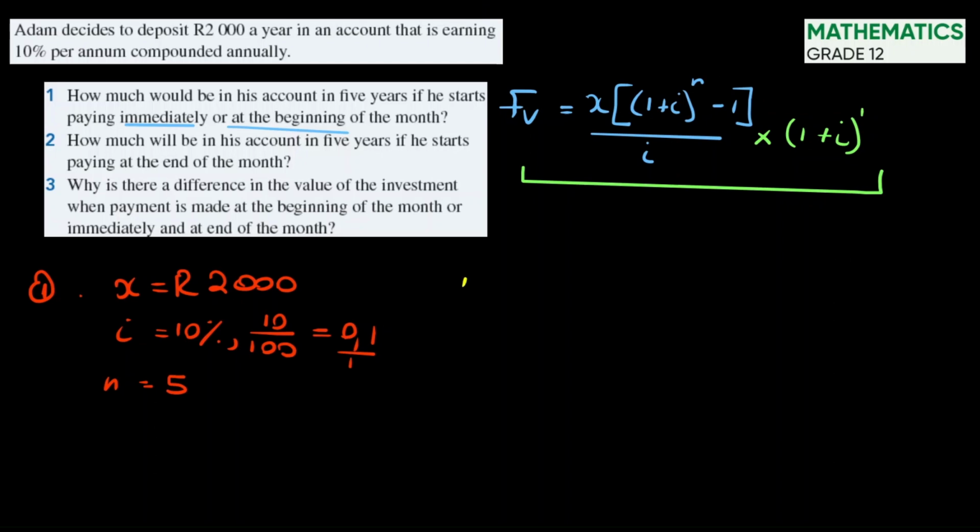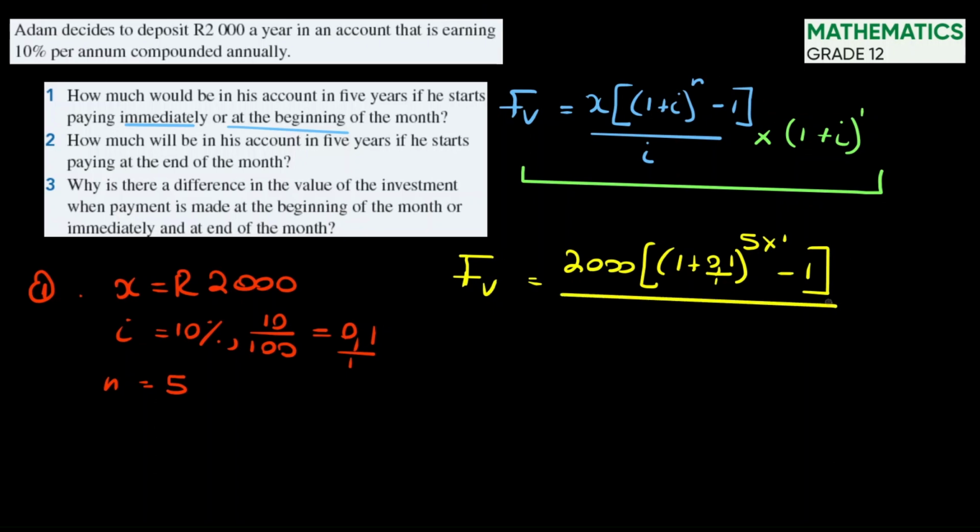As I said, we're going to be using our magical formula: 2,000 times [(1 + 0.1)^(5 × 1) − 1], and it's compounded annually so it's only divided by 1. And you notice that I always divide by 1 and multiply by 1 if it's annual. You don't need to, it's just for habit, consistency and practice. All divided by 0.1 divided by 1. Let's not forget that the payment is made immediately or at the beginning of the month, so it will be multiplied by (1 + 0.1) to the power of 1, because it's at the beginning of the month.